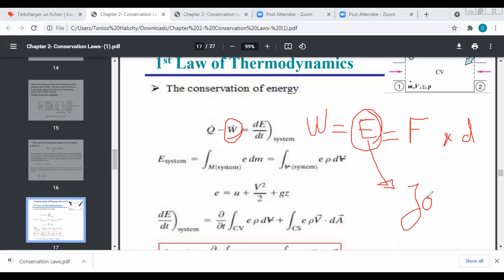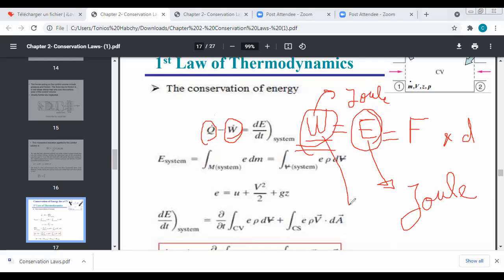The unit of energy is joule. So work has the same dimension as energy. It's in joule. One form of energy exchange will be through work, and another form will be through heat transfer, which is represented by Q. So the work has the same unit as energy.